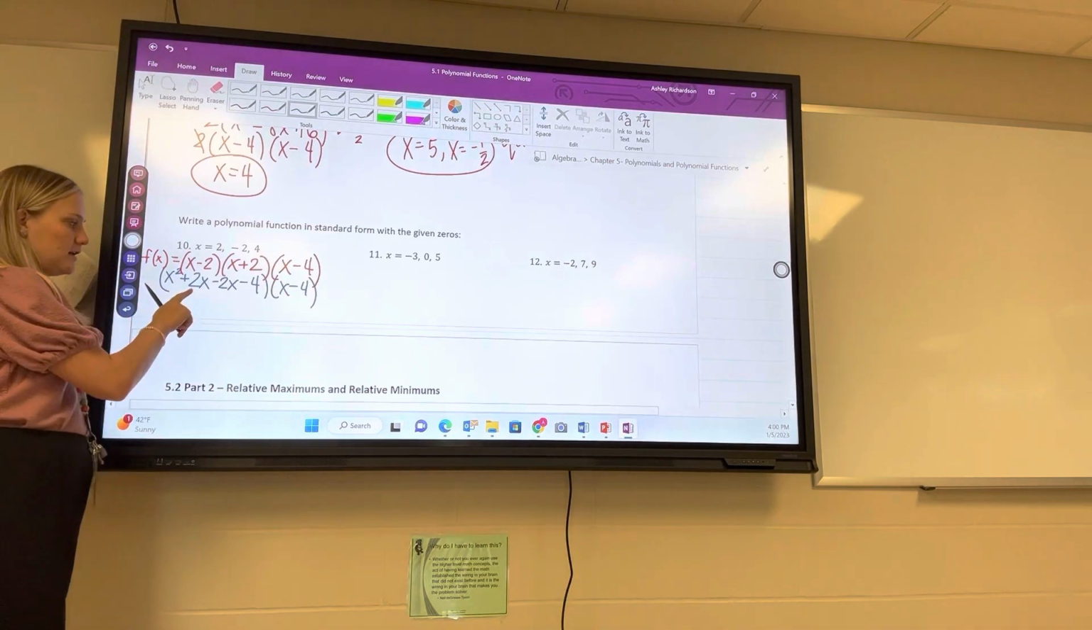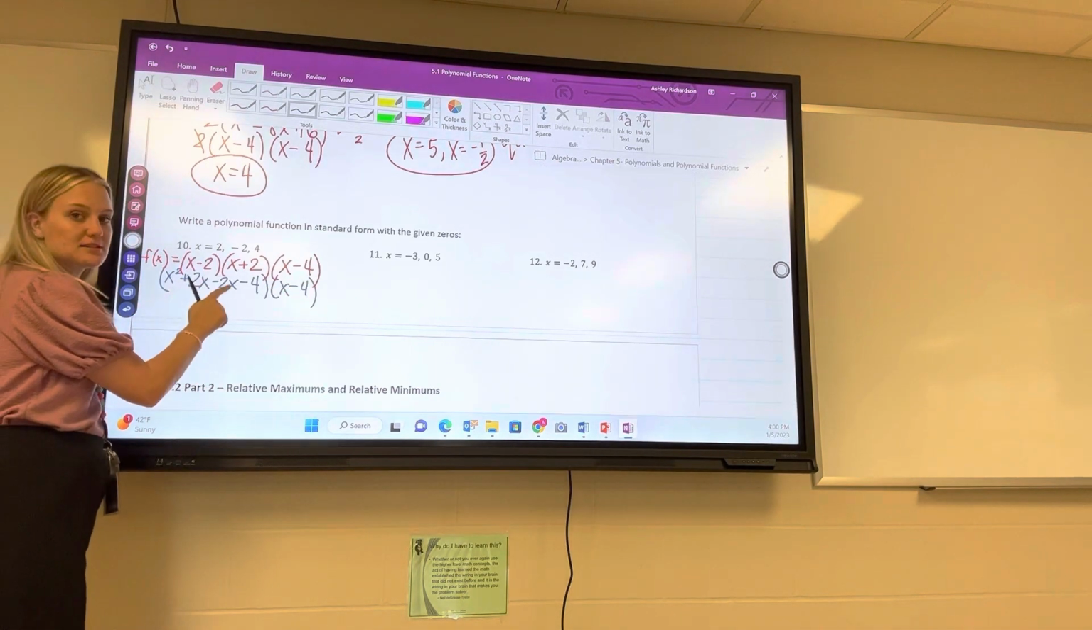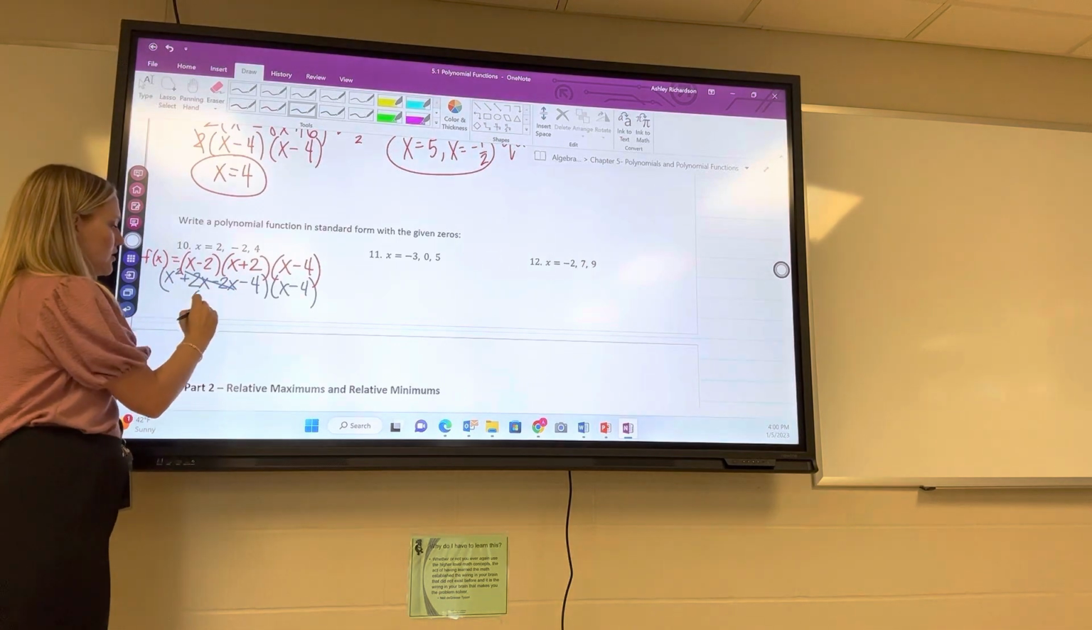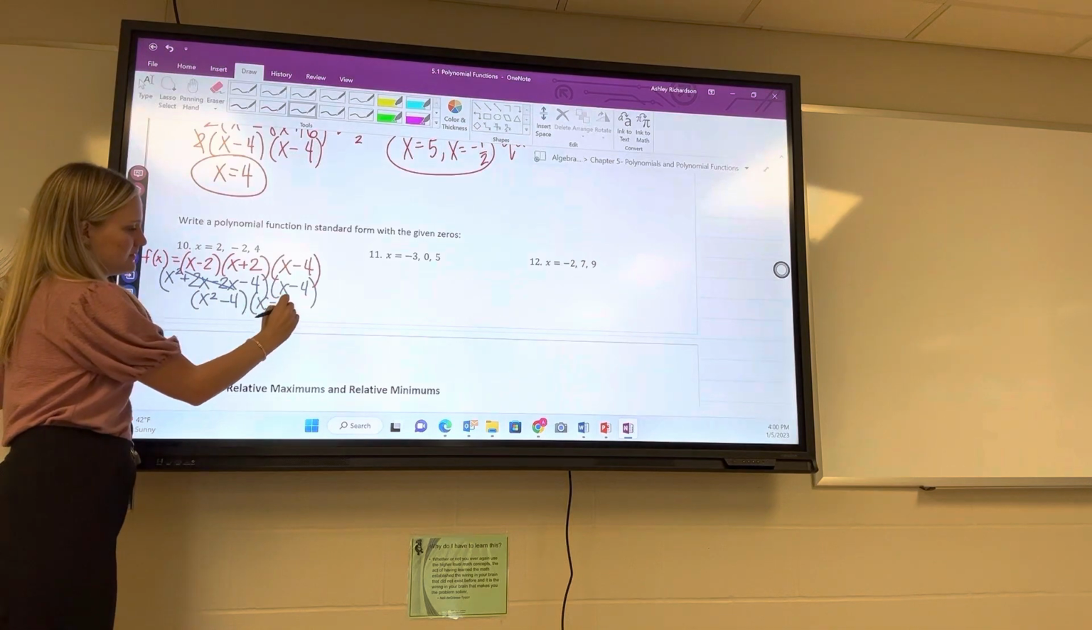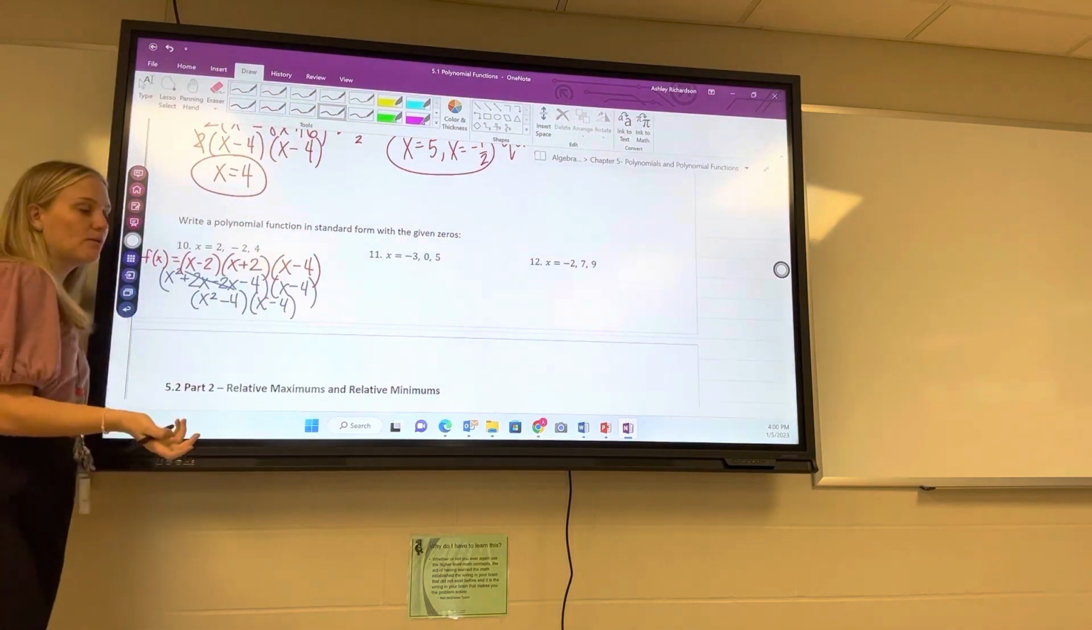First, this has a 2x minus 2x, so that just goes bye-bye. So I have x squared minus 4 times x minus 4. So I'm just going to FOIL it one more time.